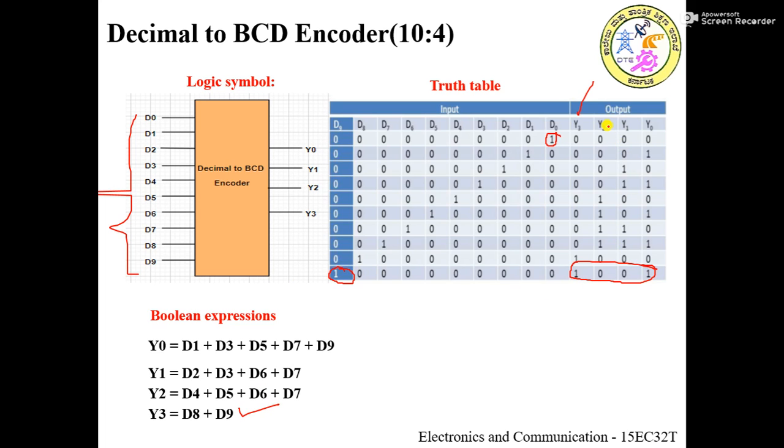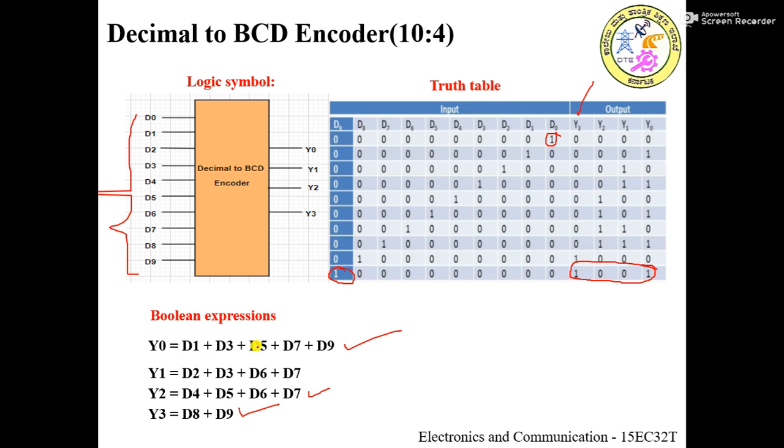Similarly for Y2, Y2 is 1 for 4 different combinations, so these 4 combinations are written for Y2. Similarly, if you consider Y0, Y0 is 1 for totally 5 combinations. So these are the boolean expressions for the outputs Y0, Y1, Y2 and Y3.